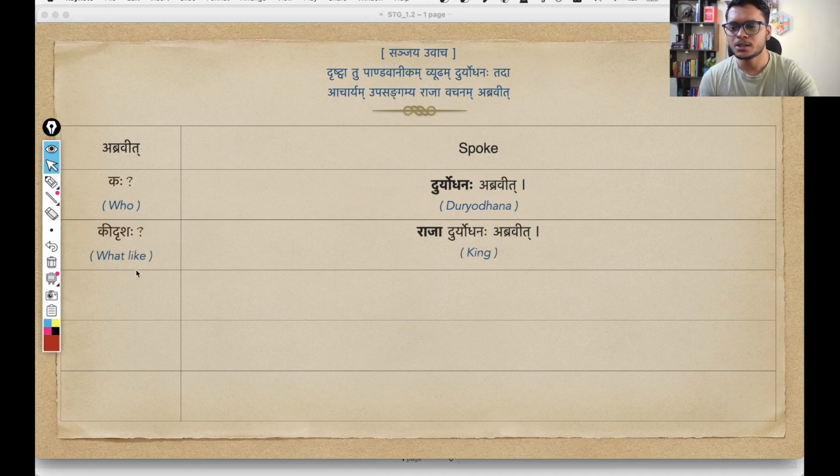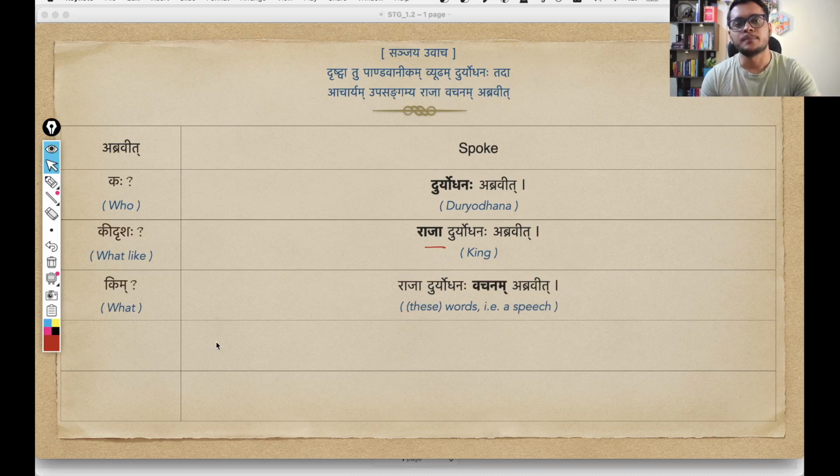Next question comes: Kidrishaha, what like? And the answer we get is Raja Duryodhana Abravit. That Duryodhana spoke as a king. Raja means king, simple. He spoke as a king because he was leading the army of Kauravas, right? Now the immediate question is Kim, what? King Duryodhana spoke, but what did he speak? That is the question. And the answer here is Raja Duryodhana Vachanam Abravit.